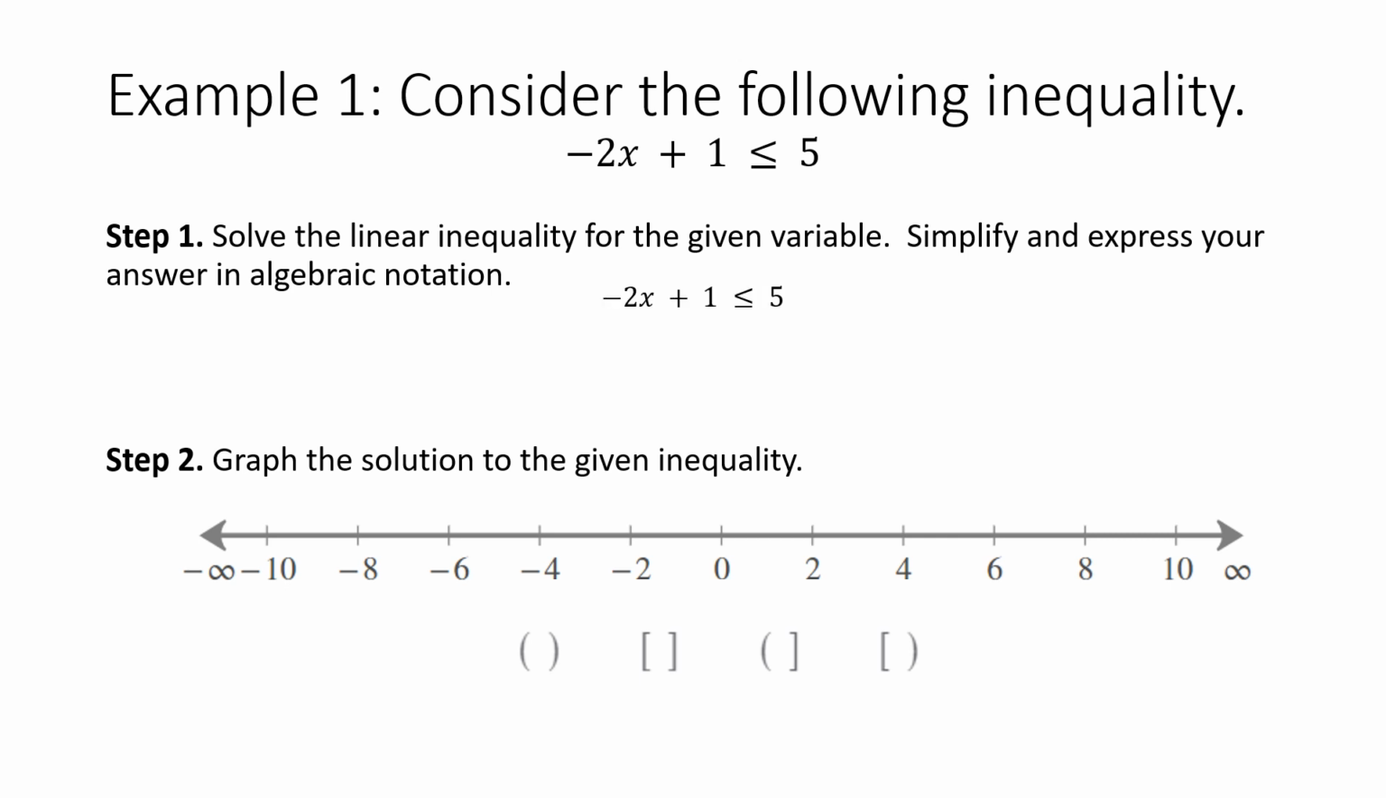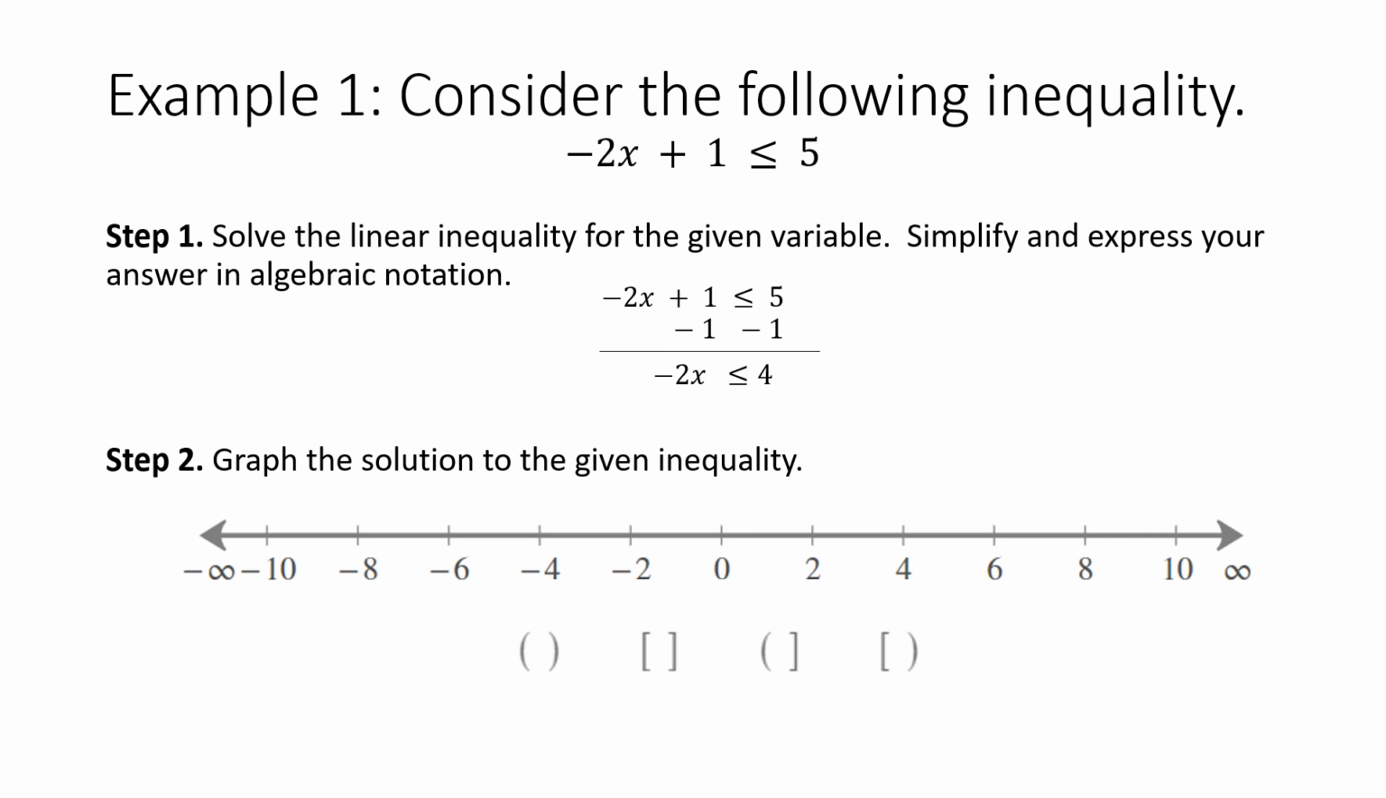So when we solve this inequality, we're going to do the same thing that we would when we're solving an equation. We're going to start by moving that positive 1. Since it's a positive 1, we're going to subtract 1 on both sides. Then I'm going to bring down my negative 2x and my inequality, and do 5 minus 1, which is equal to 4.